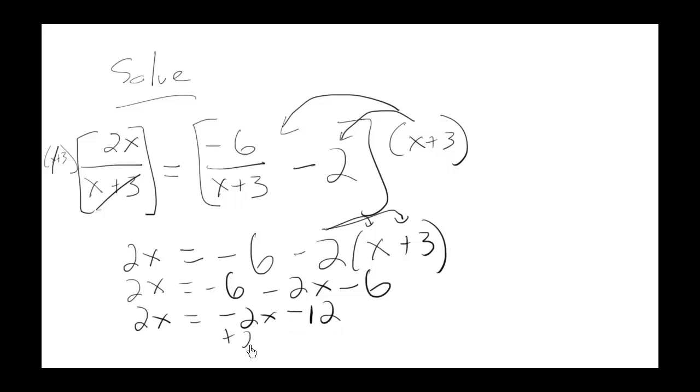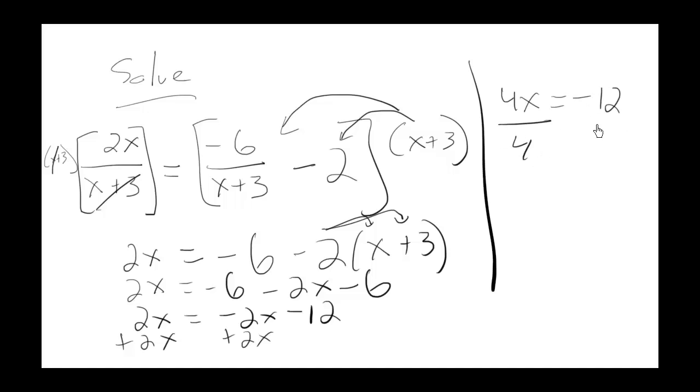X is on one side, add 2x to both sides. I'm going to go over here. So now this gives me 4x is minus 12. And last step, divide by 4, divide by 4. And I get our possible solution. Okay. But, so be careful.